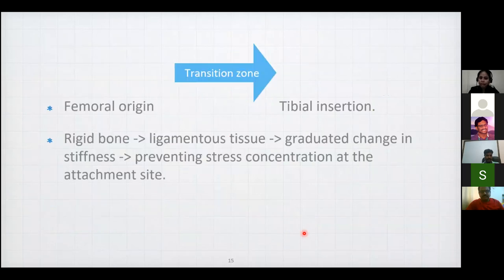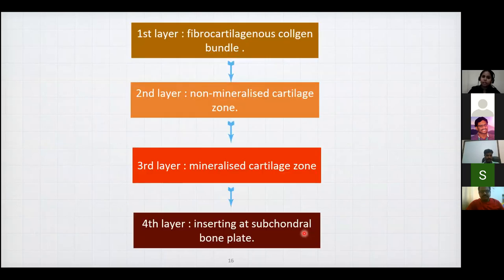I have told before that it is a transition zone. So from femoral origin to tibial insertion, from a rigid bone, it turns into a ligamentous tissue. From there, a graduated change in stiffness of the ligament, preventing stress concentration at the attachment site. Then the different layers of the ligament. The first layer is fibrocartilaginous collagen bundle. From there, the second layer comes, the non-mineralized cartilage zone. The third layer is the mineralized cartilage zone, and the fourth layer is inserting at the subchondral bone plate. Again, there is a transition.